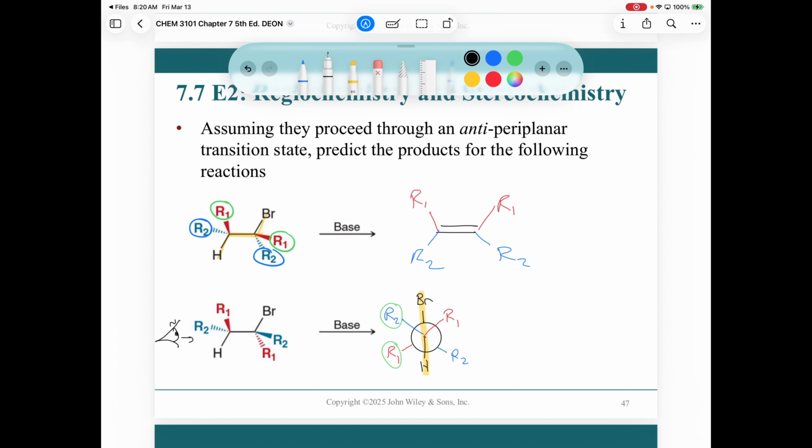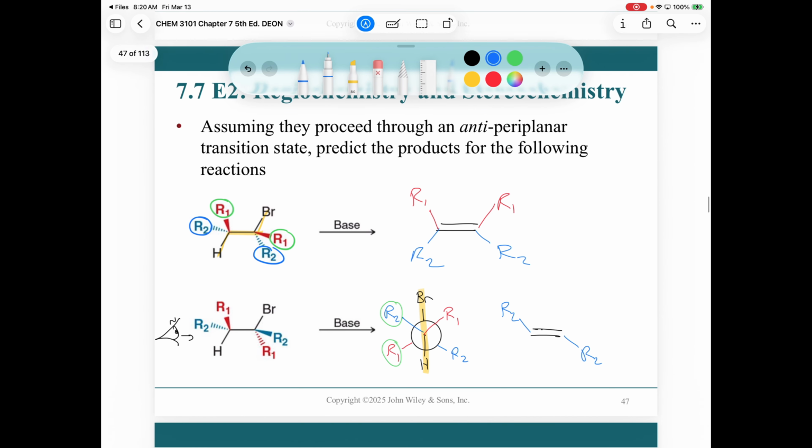And so when we draw the double bond, we're going to say, okay, this time if I draw that double bond, I'm going to put my R2 here. And so R2 would be here, and this R1 over here, and this R1 over here. I'll say it one more time.